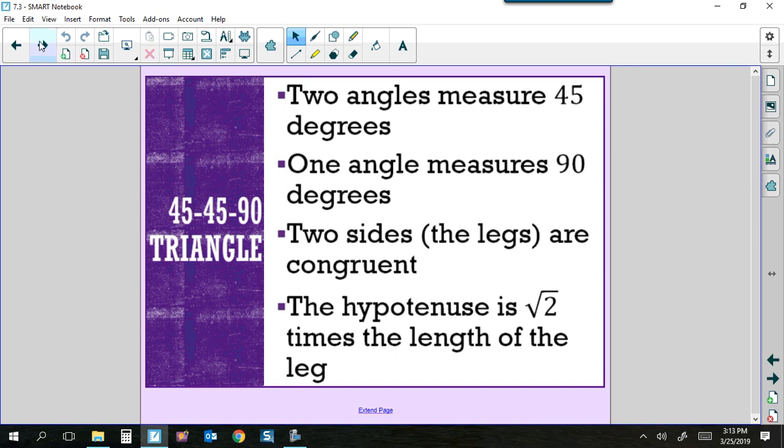Now the way I like to remember this one is, if you think about 45-45-90, you only have two different angle measures: 45 and 90. That's it. And we know with both of our special right triangles, we're going to use a number that involves a radical. So in your 45-45-90, you have two different angles, so we're going to use square root of 2.